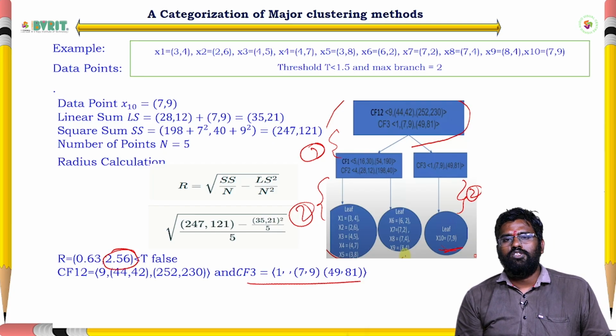So this is about the BIRCH algorithm. This is one type of hierarchical clustering algorithm. This is about the BIRCH algorithm in hierarchical clustering.